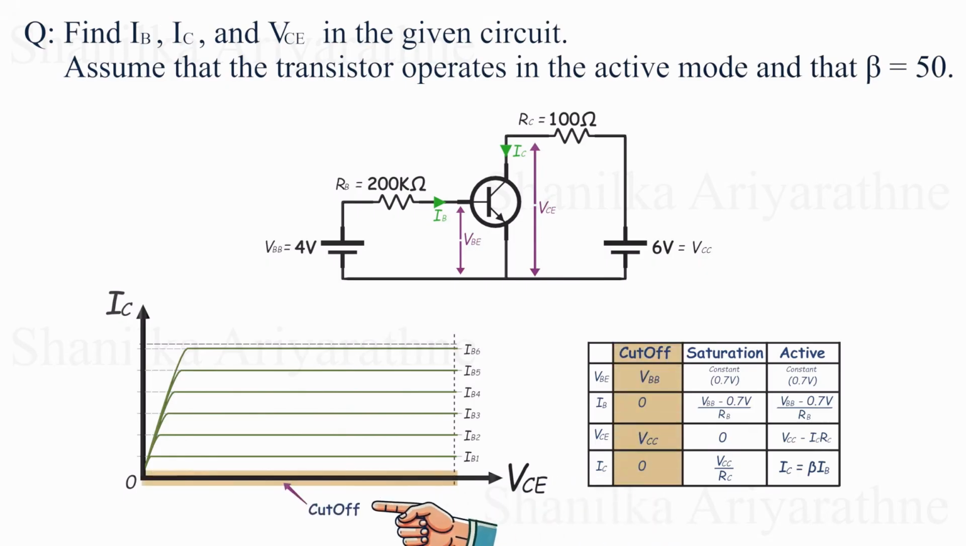First, there's the cutoff region. This is when the transistor acts like an open switch. Even if you increase VCE, no current flows from collector to emitter. That's because there's no base current. IB is 0. In this case, VBE is equal to VBB. But since there's no current through the base resistor, the transistor is off. That means IC is 0 and VCE is equal to VCC.